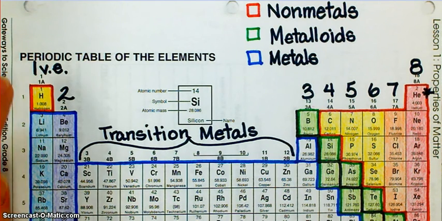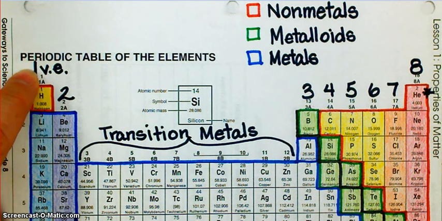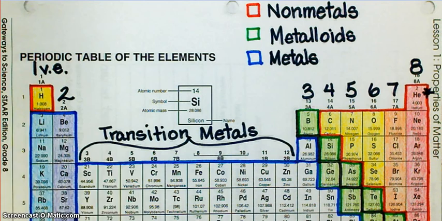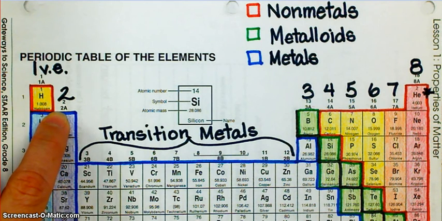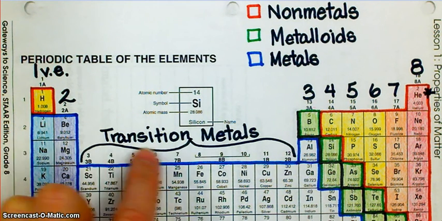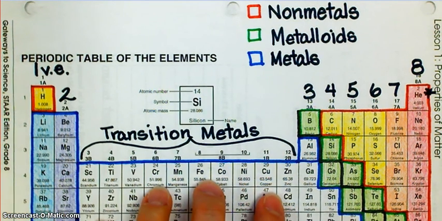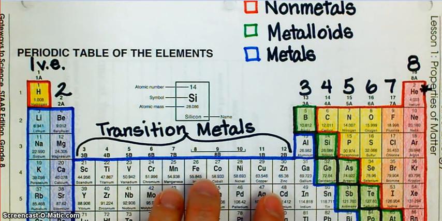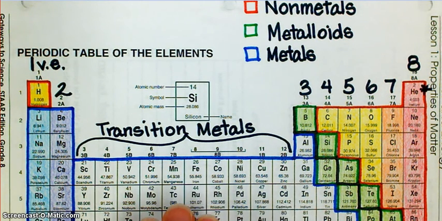Why do I have numbers there? Well, everything in column 1, all of those elements have one valence electron. So the VE stands for valence electron. So everything in column 1 has one valence electron. Everything in column 2 has 2 valence electrons. I put a bracket around what's known as the transition metals, these short columns. And remember, we don't worry about trying to figure out how many valence electrons for them because the rules are a little bit different, and that we'll save for high school chemistry.